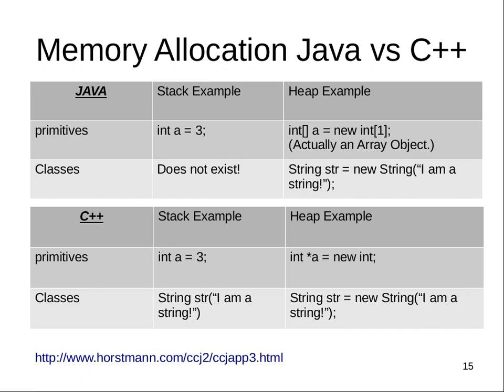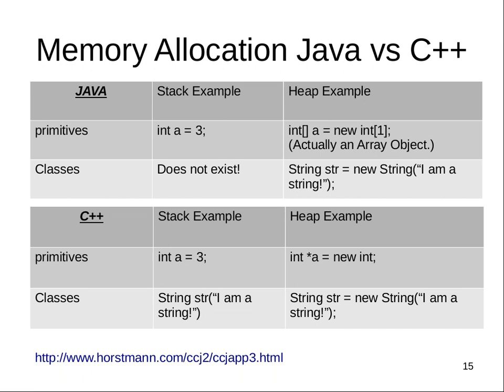So in Java, you have primitives. The stack example is int a equals 3. The heap example is int array a equals new int of 1. Actually, that's not true. Really, this can't be done. But this is kind of how Java fakes it. It's actually creating an array object that stores one variable on the heap. That doesn't make any sense.